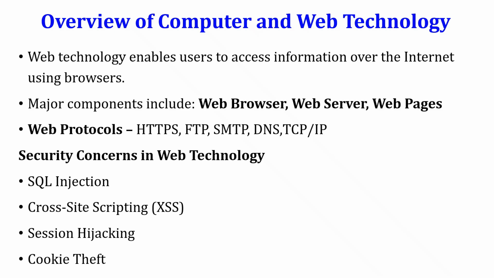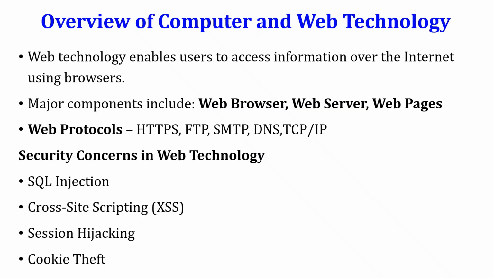So overview of computers and web technology. So web technology enables users to access information over internet, and that can be carried out only with the help of browsers. There are a lot number of browsers available, web browsers like Firefox, your Google Chrome. So with these browsers we can access web pages. So web pages contain lot number of information which basically available in the web server. So web protocols helps in fetching these information from the web servers on the web page.